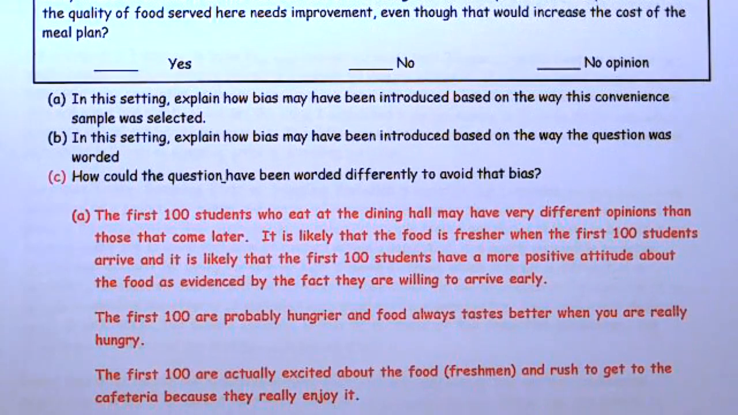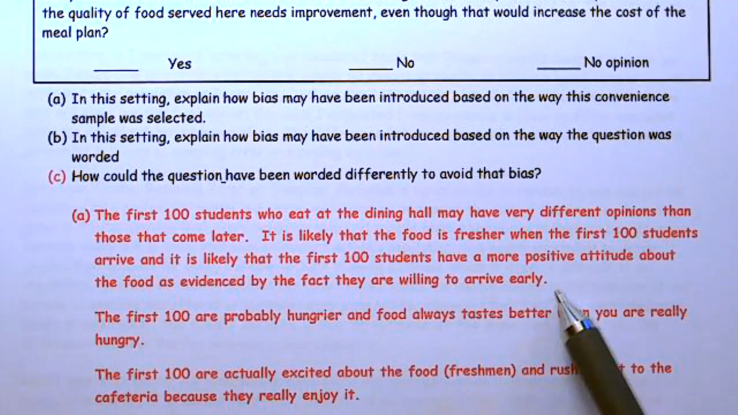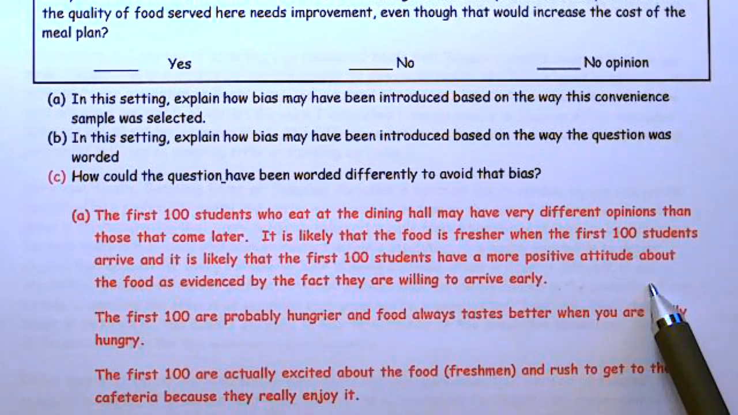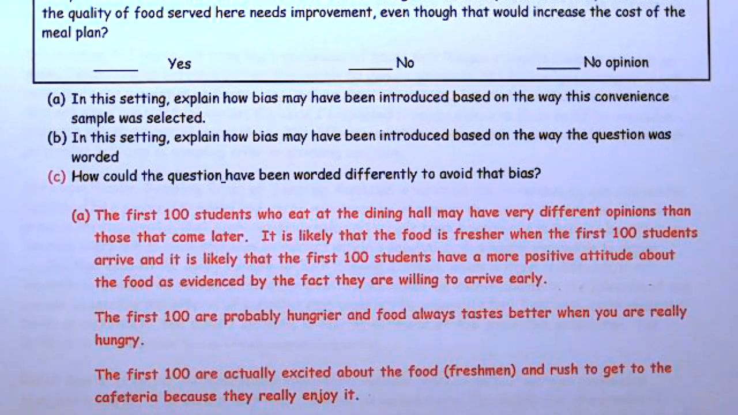The first 100 are actually excited about the food and rush to get to the cafeteria because they really enjoy it. And then I need to make the comment, and I didn't have it here, and with any of these, that they are not representative of all the students. You only need to come up with one reason. Just make sure you explain it and then say that it's not representative of all students.